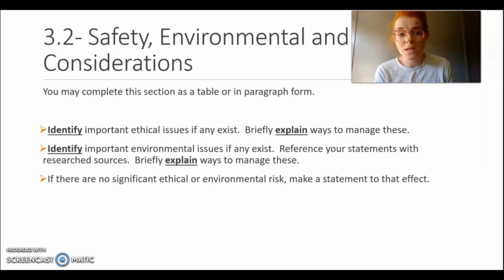You need to reference any of those management ways or any of those risks. If you look at your experiment and you feel there's no significant ethical or environmental risks, you need to state that. And it says make a statement to that effect. It could be something like, there were no significant ethical or environmental risks that were present in this experiment. Done. And then you've at least considered it.